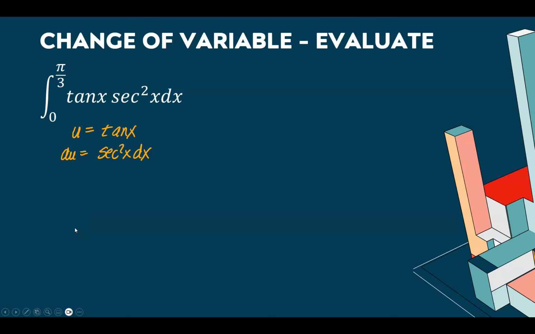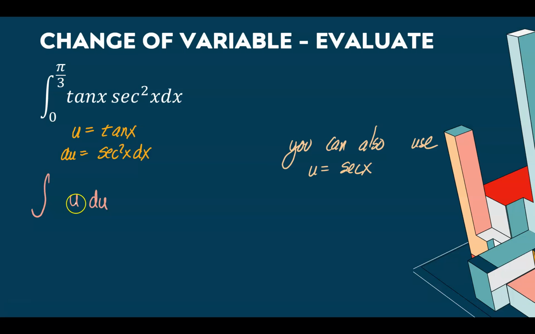I'm better at tangent, so I'm going to choose tangent, which makes du secant squared x dx. But let's see. I'll leave the bounds off for a second, and that's u du inside. Tangent became u, secant squared x dx became du. You have to remember this 0 right here, that's x equals 0. That pi thirds is x equals pi thirds. If we write something as a bound of integration down here, those need to be u's.